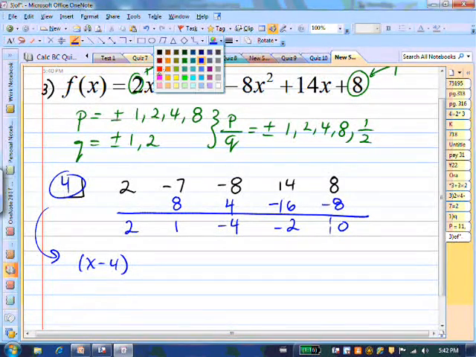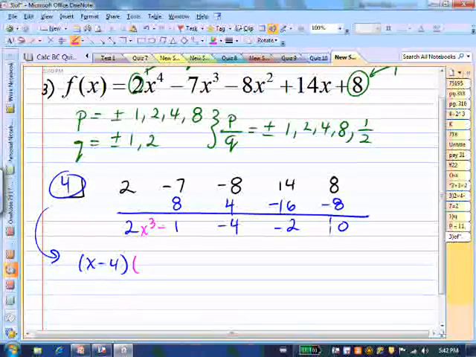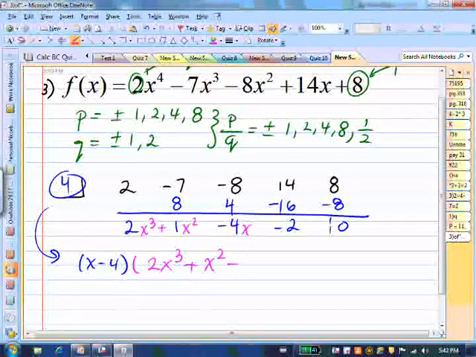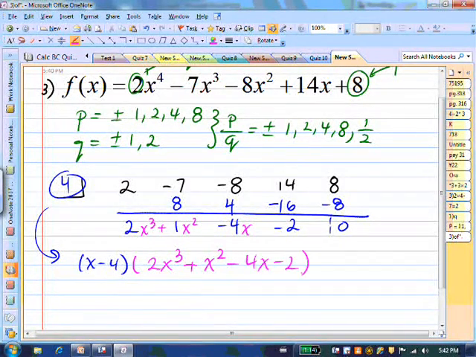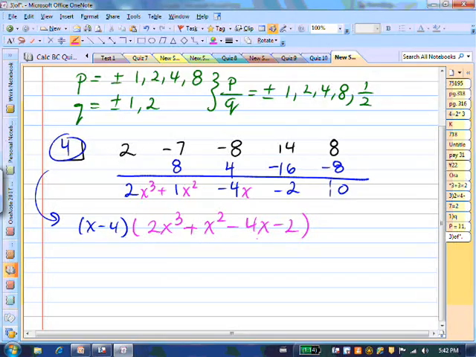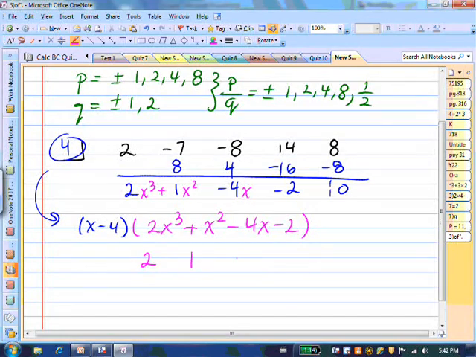Well, the other factor, we went from x to the 4th, so we always knock it down, right? So it's going to go like this. It's going to be 2x cubed plus x squared minus 4x minus 2. Okay, there are ways to factor this, but let's assume for the time being that I don't have any tools to factor a polynomial with 4 terms that's cubed. What you can do is you can do synthetic one more time.